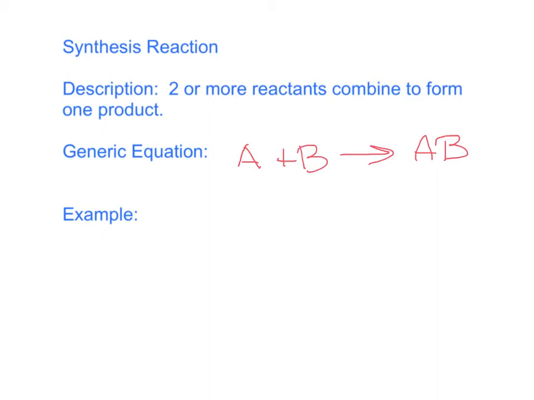They join up. An example is oxygen combining with iron. And of course, we need to write oxygen as diatomic, O2, plus iron combines to form, let's say, iron 3 oxide, Fe2O3. And there you have a good example of a synthesis.